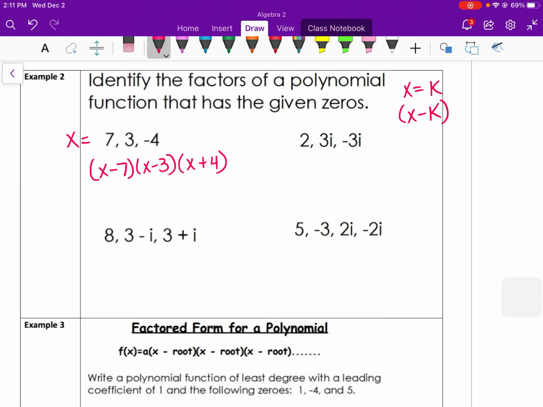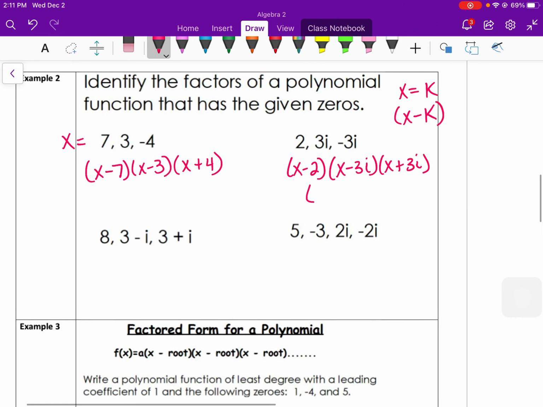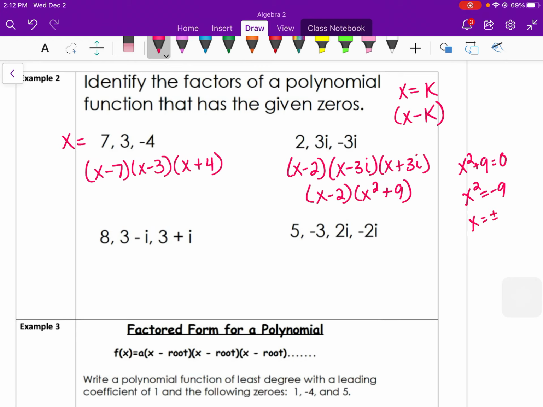Here, if it would have been 2, it would have been x minus 2, and then x minus 3i and x plus 3i, which really means my factors, if I had got 3i and negative 3i, really would have been x squared plus 9. Because x squared plus 9 equals 0, then x squared equals negative 9, and x would equal plus or minus 3i. So kind of thinking backwards: if you know the answers, what would the factors be?